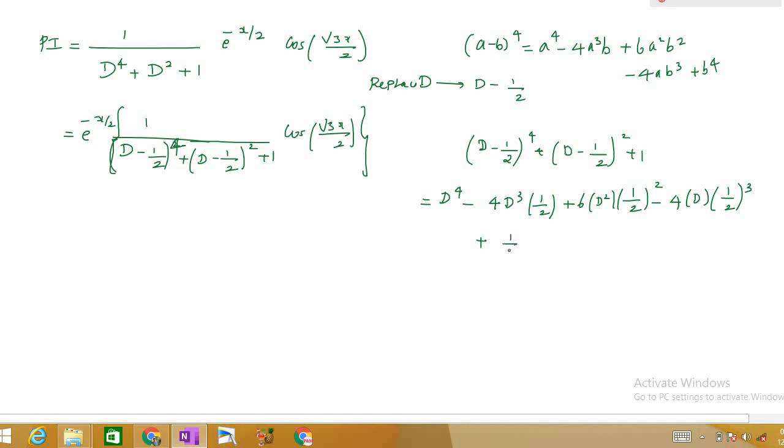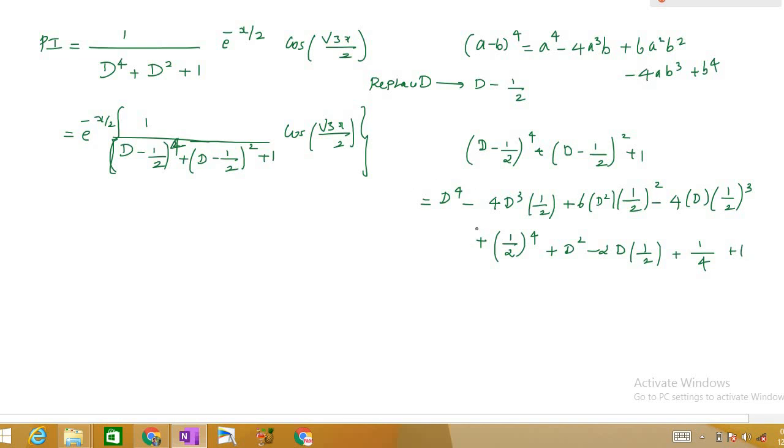So b power 4 is (1/2)^4. So this is the formula for (a − b)^4. Plus here I can expand this, so it is nothing but (a − b)^2 formula: a² − 2ab + b² + 1. Now I need to simplify this to get the required answer.